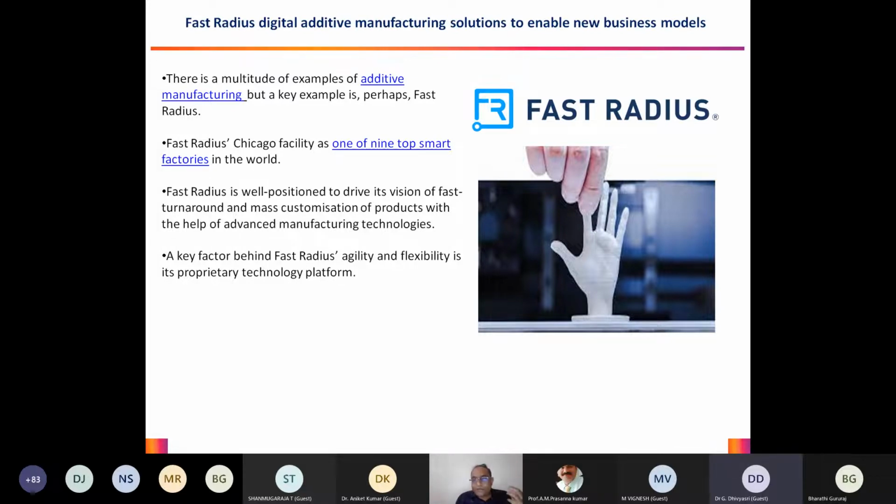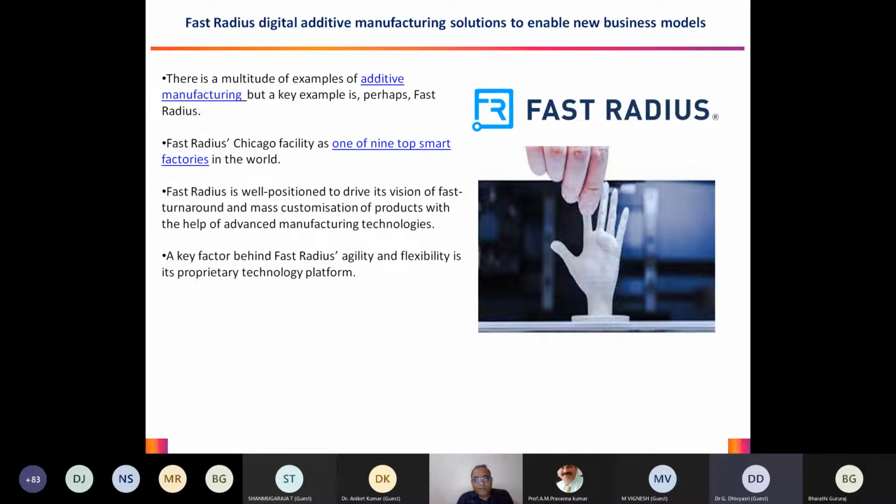Fast Radius will typically manufacture everything. The only thing that we need to do is avail their service. You just need to share these virtual files, and then anything that is required will be printed, right? They supply these components throughout the world, and they are as of now one of the pioneers of 3D printing, where they typically manufacture everything with the help of 3D printers, right?